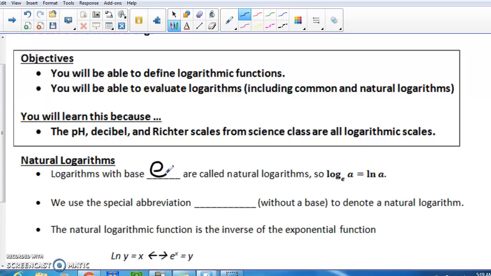So think about this. Think about pi. Pi is an irrational number. You know the approximation is 3.14159, goes on forever and ever. e is also an irrational number. The number e is approximately 2.718, and it keeps going.